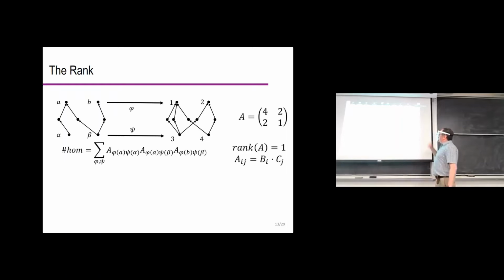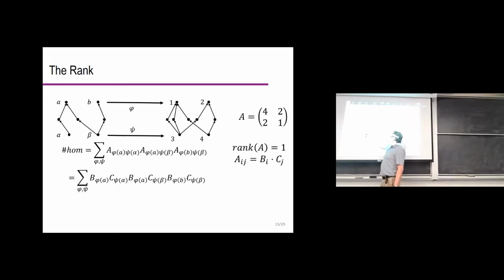Since our matrix has rank 1, I can represent it as a product of a column by a row, so two vectors. I'm not going to draw them as rows or columns. If this is the case, then I can rewrite my expression like this. For A, phi of A psi of alpha, I will write B, phi of A C psi of alpha, and so on and so forth. The advantage is that now those numbers for phi and those numbers for psi are disentangled. I can manage them separately.